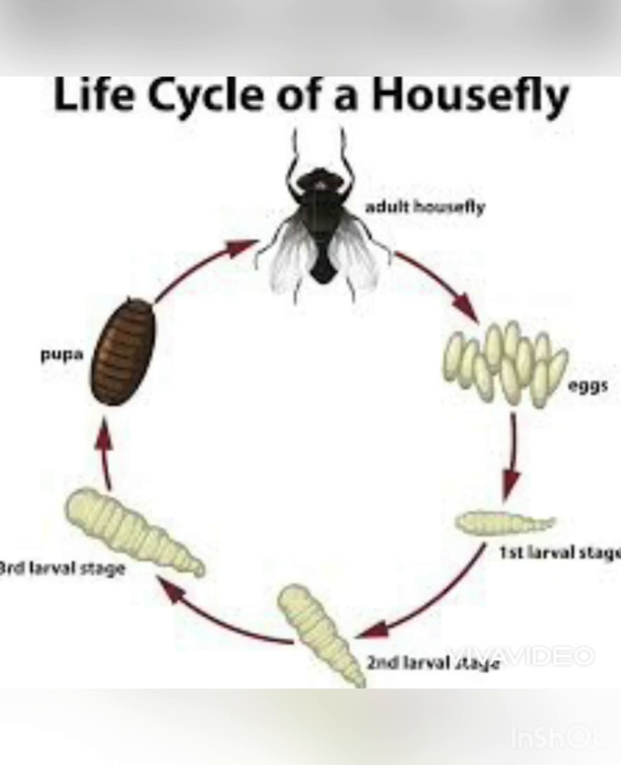Let me explain the flow of the life cycle of the housefly. Houseflies go through 4 stages, which are egg, larva, pupa, and adult. There are 3 larva stages, and in each stage the larva becomes bigger and more active.